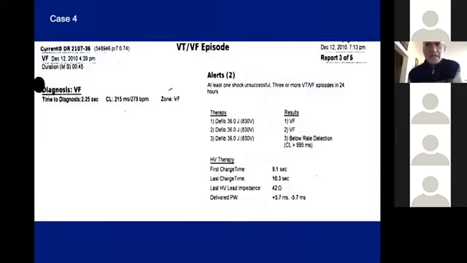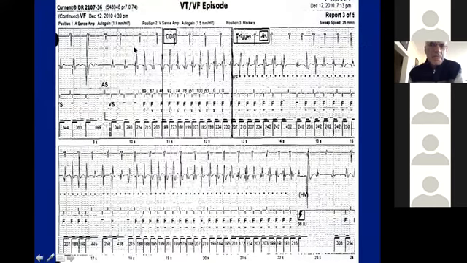All right, so here is another one. It also calls it a VT-VF episode. Let's see if that's true. So you have atrial channel on the top, ventricular bipolar again next to it, and then markers. What is the device thinking? What is the device doing?